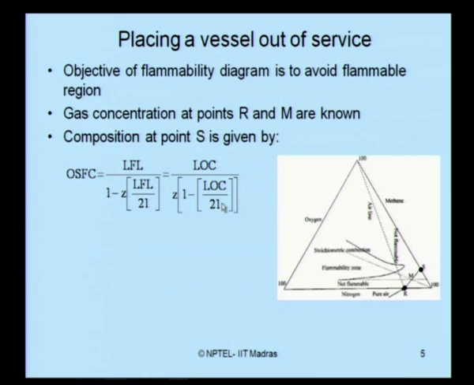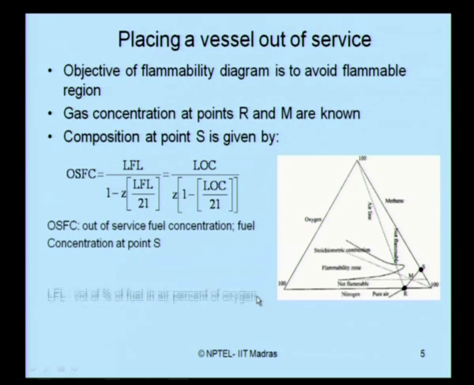Ladies and gentlemen, you can easily recollect that this 21 is nothing but 79% of nitrogen, which gives me the air line which I show here. So, this point is nothing but 79% or 80% of nitrogen or 21% of oxygen. So, I get this line, and that is what I call the vessel out of service concentration. So, OSFC is out of service fuel concentration. The fuel concentration point is given at the point S because this is my fuel arm. In this case, the fuel is taken as methane gas.